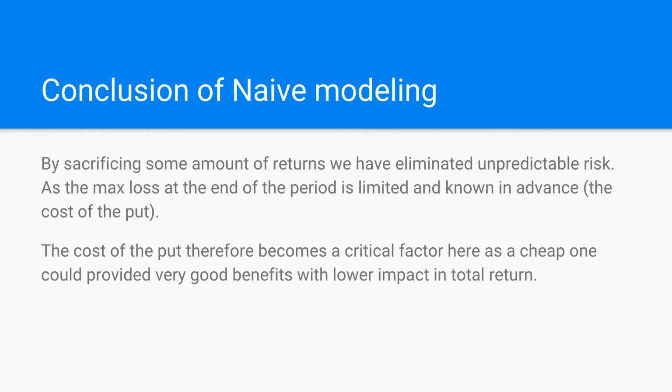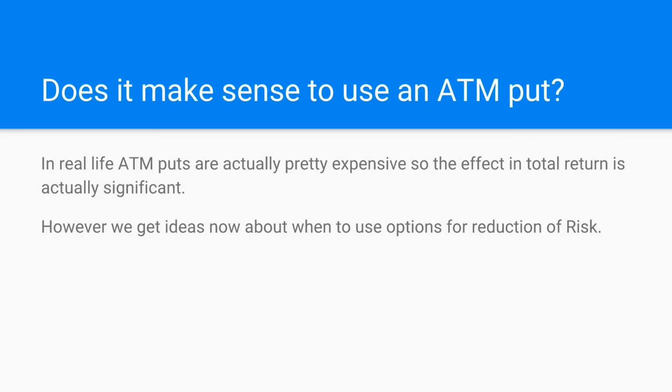Because you don't want the cost of the put to be 10% of your portfolio, because if it's 10%, then that's it. It doesn't work. Like, how much does the market go up in 1 year? In a typical year, the market can go up 10%, and you are paying it already in the put. Yes, you're protecting against a crash, but at the same time, you are eating all of your profits in the protection. So that's not ideal. And that's what I'm expressing here. In real life, puts are pretty expensive, and the effect in total return is actually very significant.